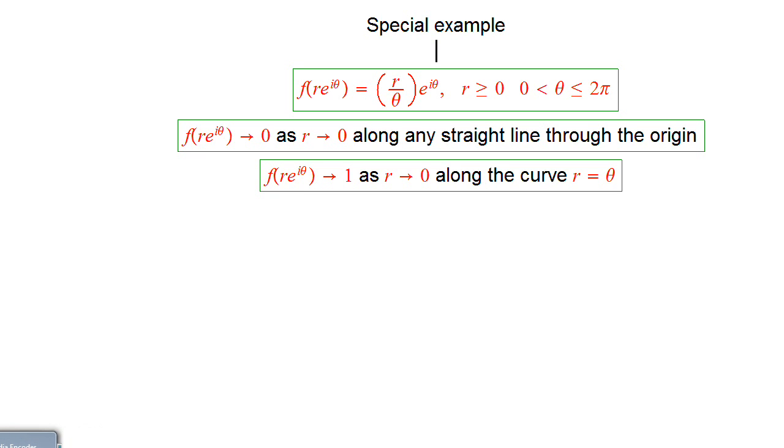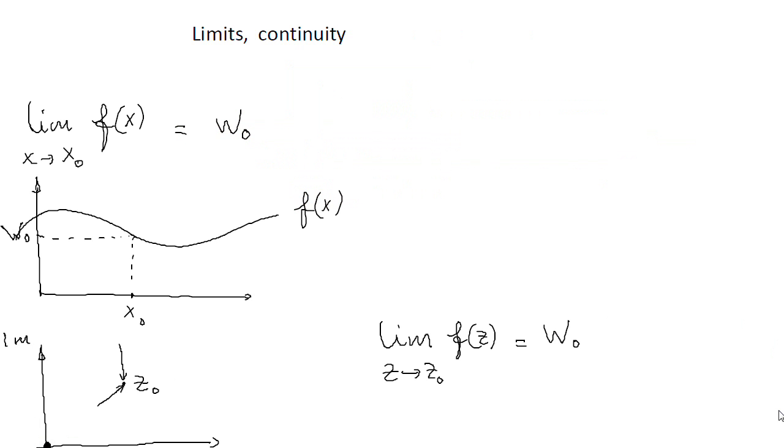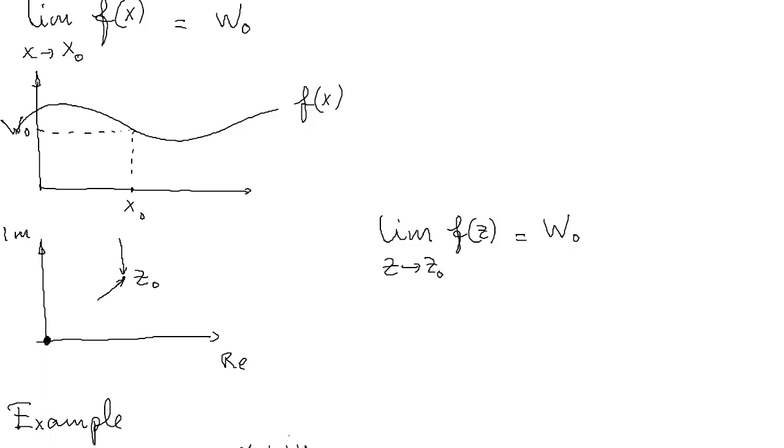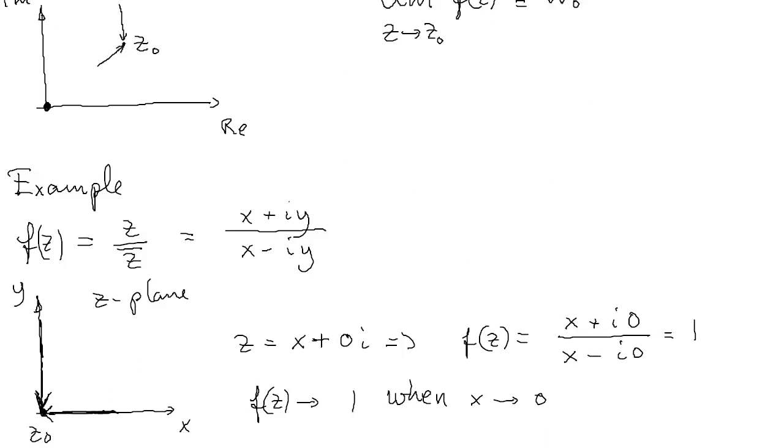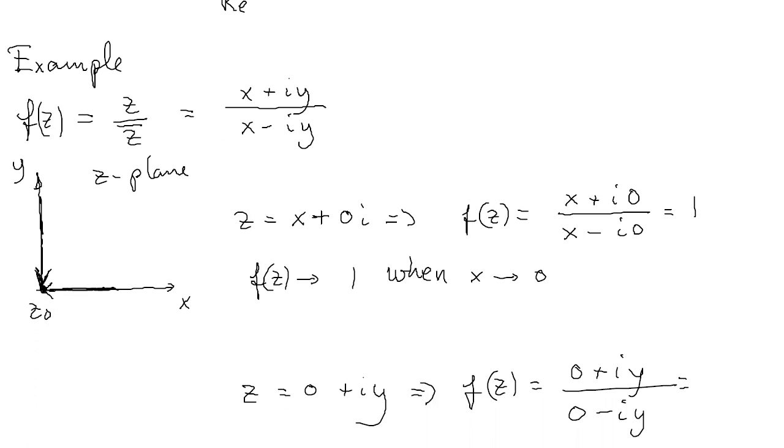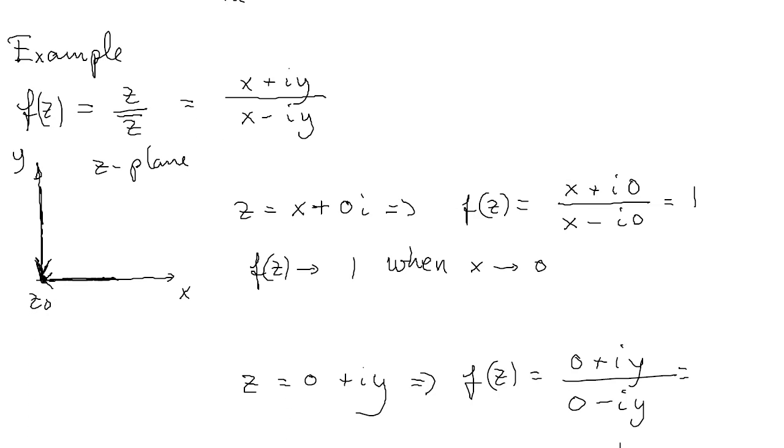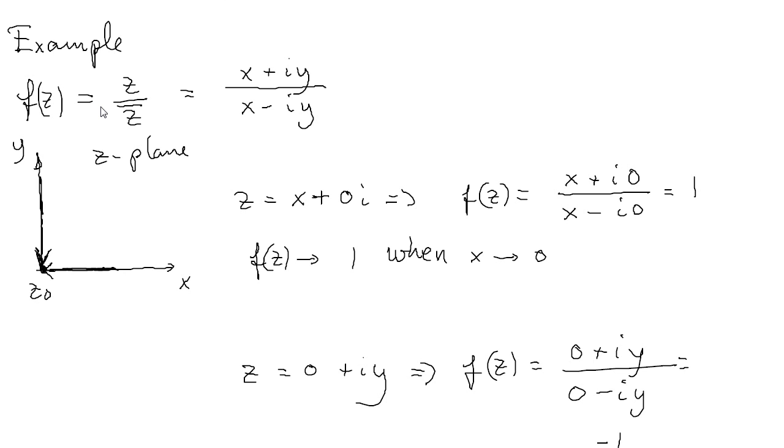Well, this may be a little bit difficult for you to understand, but let's consider an example, and then it will be much easier for you to understand the concept of limits. Usually, in order to understand the definition, we should take examples where we don't succeed in getting the definition fulfilled. As in this example, f of z is equal to z over z conjugate.